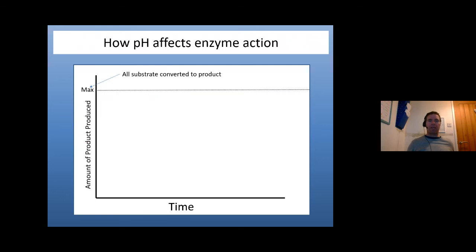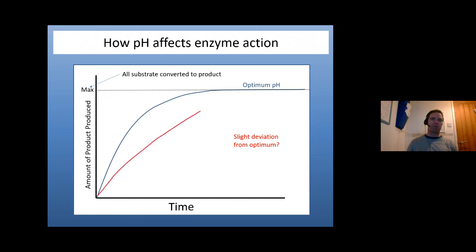We could do the same for pH. And if we take, look, there's our standard, we call it the optimum pH. What happens when we go to a lower pH or slight deviation from the optimum? We're going to have a drop in rate of reaction. Okay, but it's not going to be huge. There's our line. So what happens? Yep, as time increases, the amount of product produced increases, but we've got a lower rate of reaction. But we will get there in the end. All that substrate will be converted to product eventually. It will just take longer.